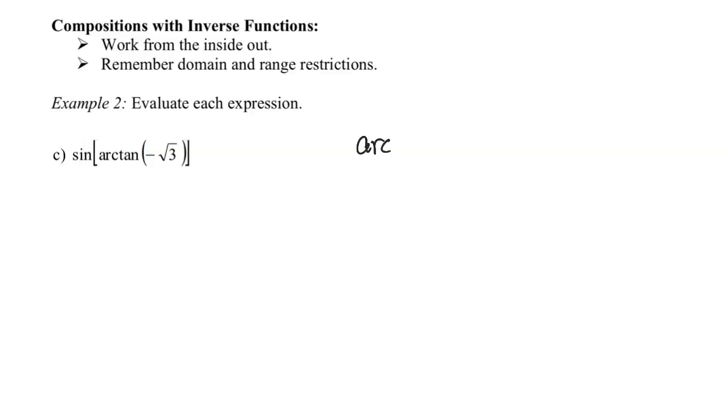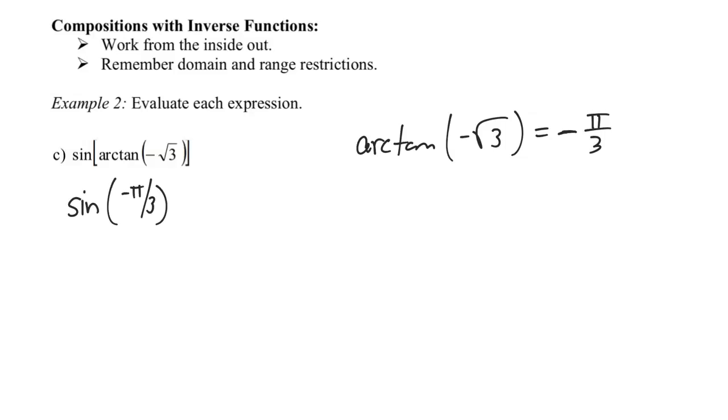just working from the inside out here, that means we need to figure out what arctangent of negative square root of 3 is. And so I know that the answer here is going to be negative because it's arctangent of a negative, which will put it into the fourth quadrant. And the reference angle to make tangent equal to square root of 3 is going to be pi over 3. And so this is going to become the sine of negative pi over 3.